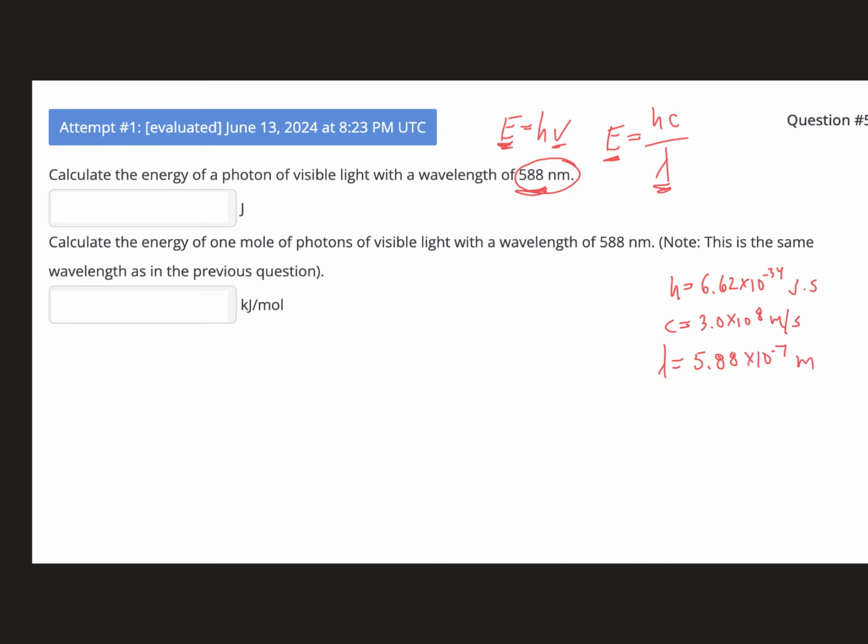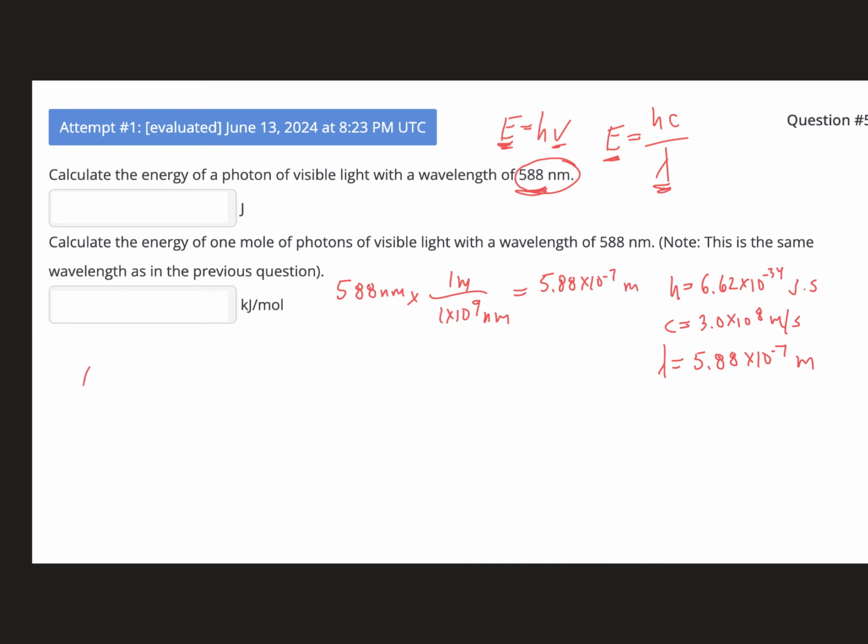So let's do that unit conversion just to show you. All right, 588 nanometers. We know for every 1 meter, we need a billion nanometers, 1 times 10 to the 9 nanometers. So when we divide across, that brings us down to 5.88 times 10 to the minus 7 meters.